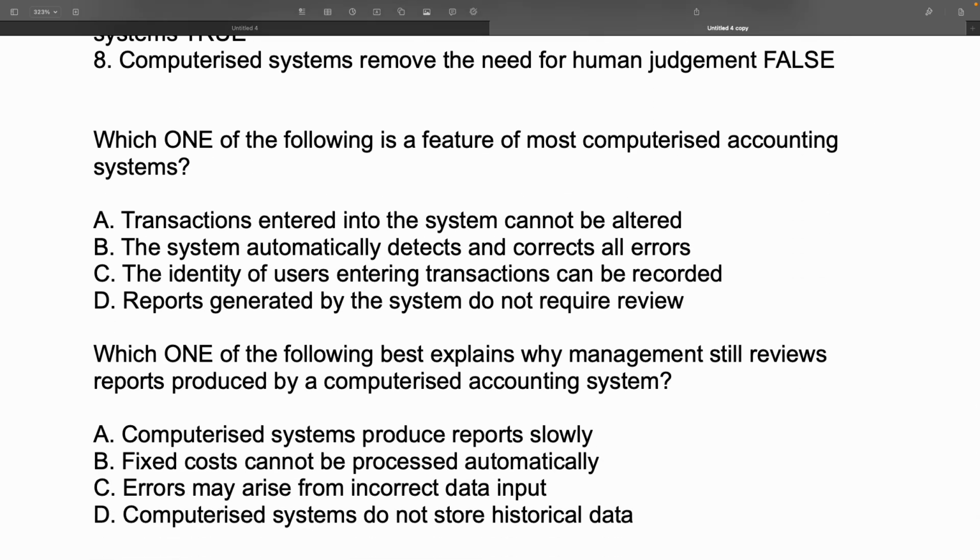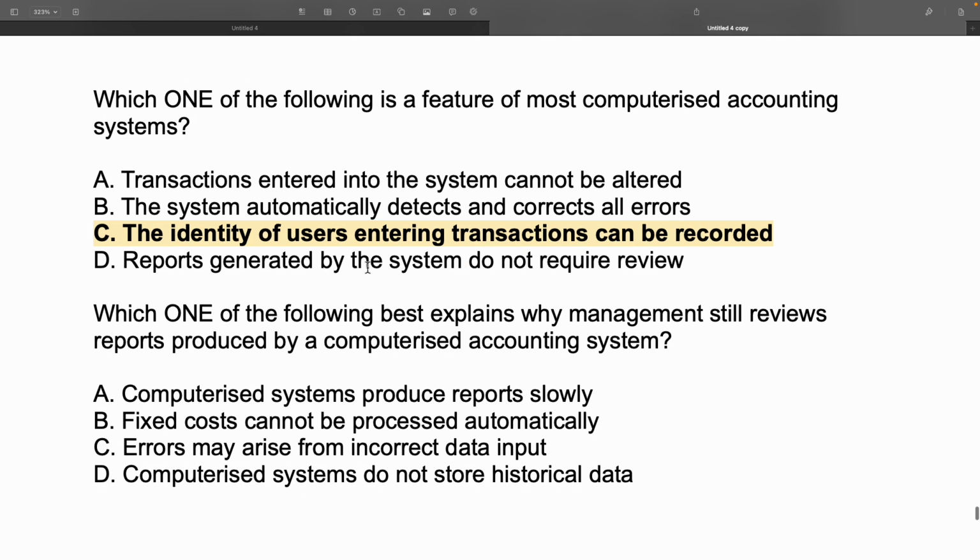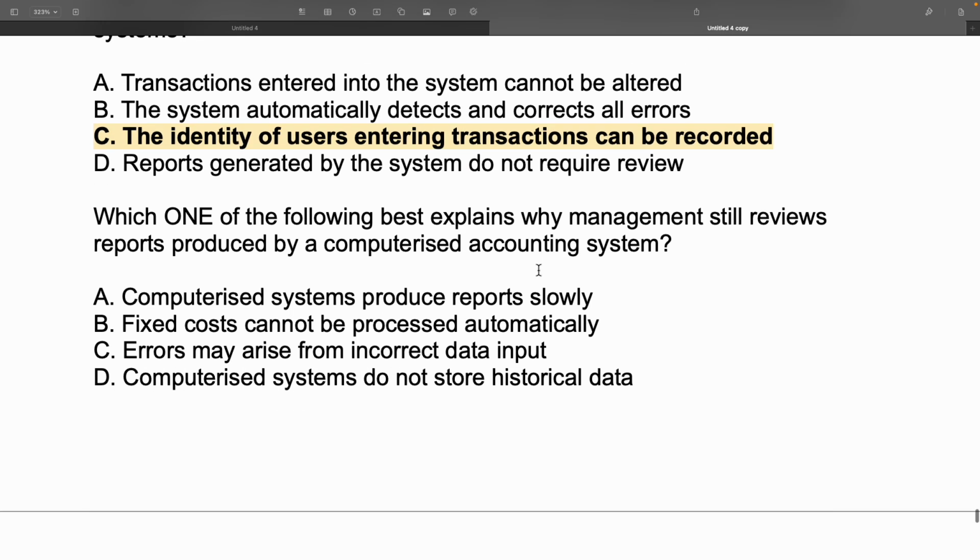Now let's have a look at the next set of questions. Okay, let's look at the first question here. Which one of the following features are of most computerized accounting systems? Transactions entered into the system cannot be altered? No, can. System automatically detects and corrects all errors? No. The identity of the user entering a transaction is usually recorded? Correct. Reports generated by the system do not require review? Wrong. Okay, next one.